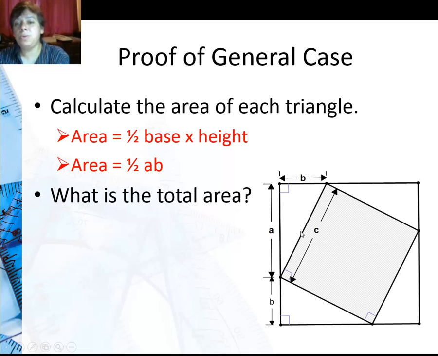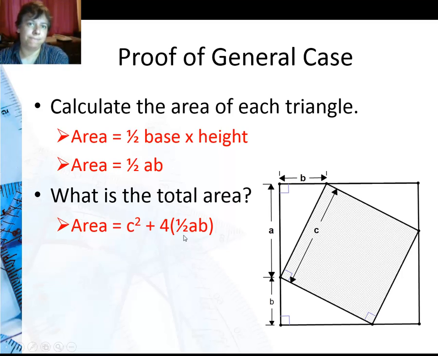So what's the total area? I've got 4 of these triangles, so I've got that big square. So it's going to be c squared plus 4 of these 1/2 ab's. 4 times a half. If you had 4 halves of a pizza, you have 2 pizzas. So it's c squared plus 2 times a times b. 4 times a half is 2.